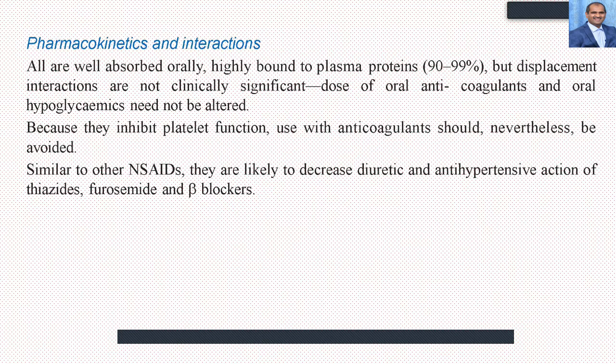And the pharmacokinetic property is very similar to that of the general NSAIDs. One of the important things is the plasma protein binding is very high here, 90 to 99%, but displacement interactions are not clinically significant, means the dose of oral anticoagulants and oral hypoglycemics need not be altered. There is usually a competition between two drugs, especially the NSAIDs and the anticoagulants and oral hypoglycemic drugs. They are going to displace, and such action is not seen in case of these particular agents.